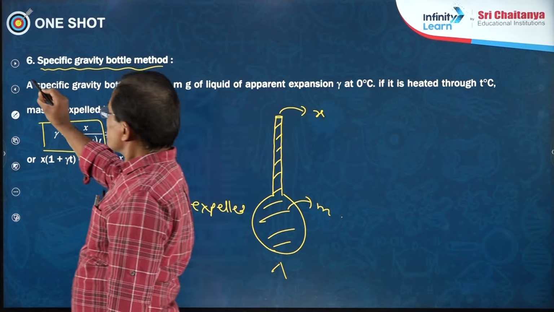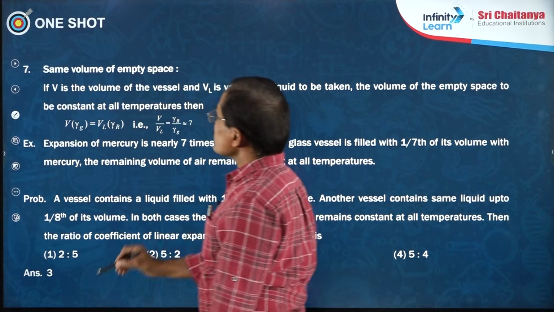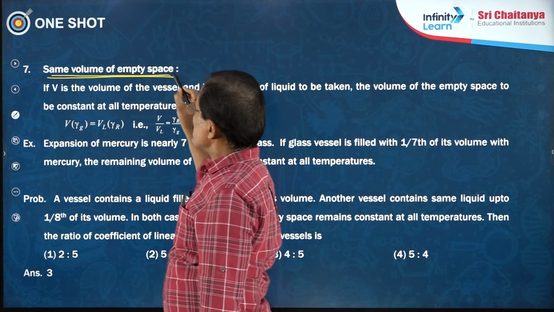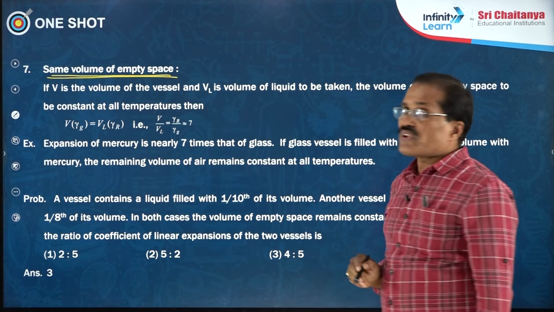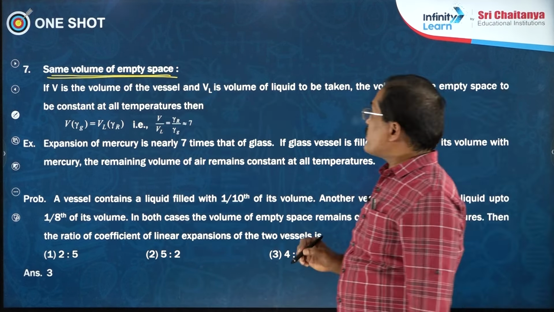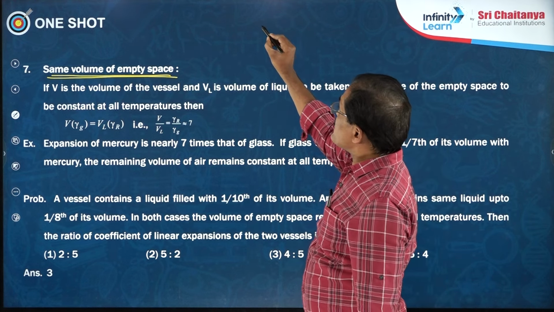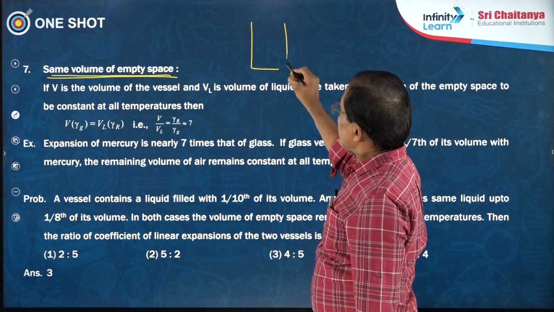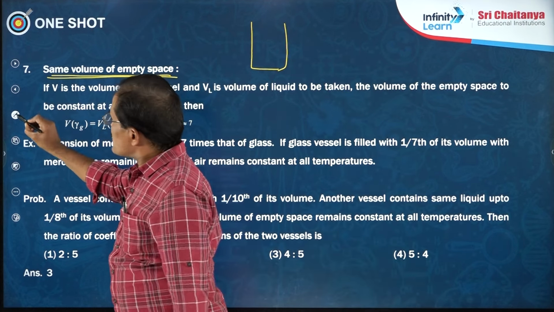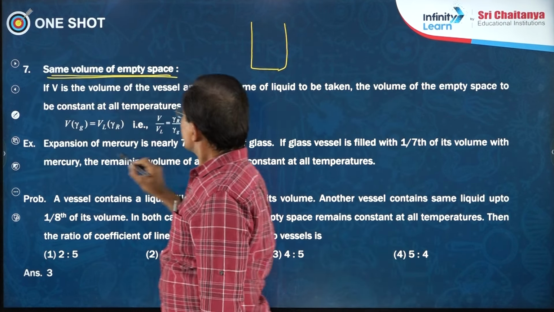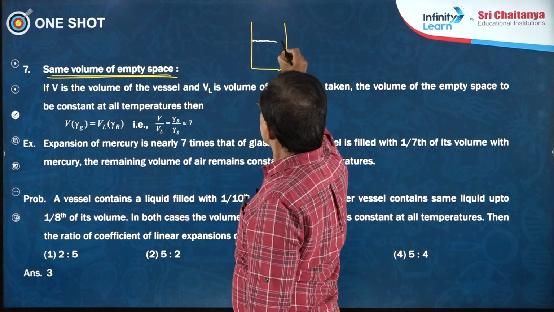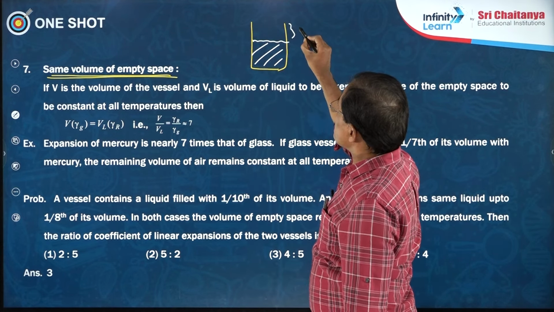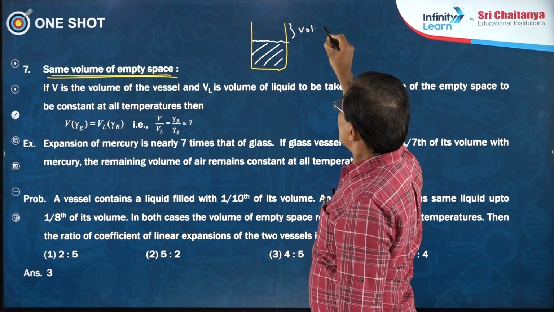Now, the next one here, and the same concept is there in the solids also. In the last session I mentioned clearly the same volume of empty space. Children, once you observe a simple diagram, if you understand that, you can easily get this. See, this is one vessel. Now, you have taken that the liquid is up to this extent, this is the liquid, this is the volume of empty space.